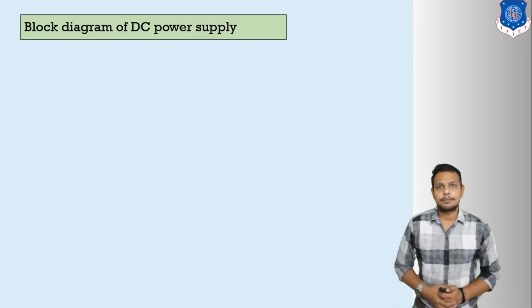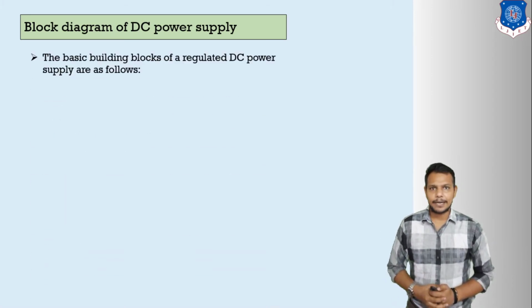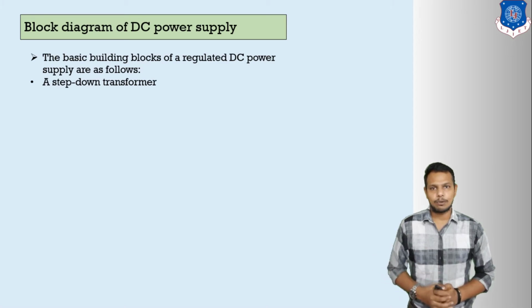Next, this is the block diagram of a DC power supply. In a DC power supply, the blocks of a regulated DC power supply are as follows. We can see the first block is the step down transformer.